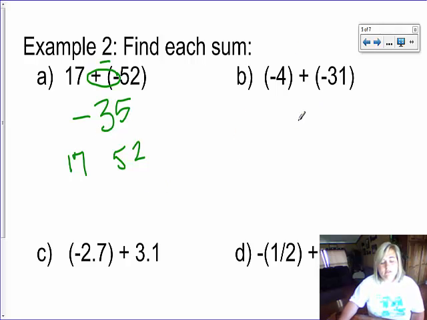Here, same thing. This one now, I have the same sign. Whenever we have the same sign, we add the absolute value, keep the sign. So these have the same sign. The absolute values would be 4 and 31. 4 plus 31 is 35. My answer is going to be a negative. I would like for you to do C and D on your own paper, and we will talk about those tomorrow.